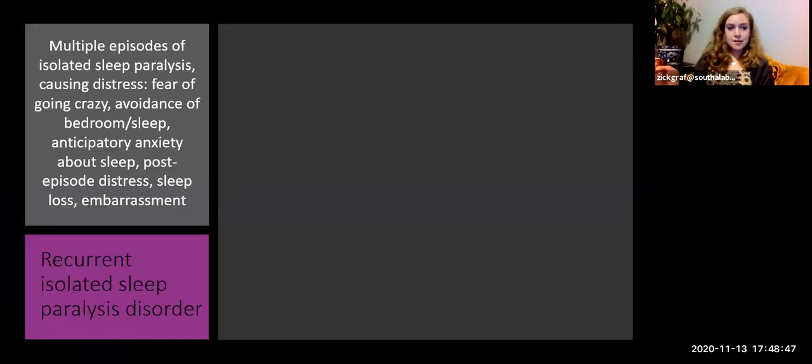So recurrent isolated sleep paralysis disorder occurs when someone experiences multiple episodes of isolated sleep paralysis, and that sleep paralysis causes distress. That distress often takes the form of a person thinking that they're going crazy, or believing that these episodes are something real, like alien abduction or demons, and so becoming genuinely scared of the episodes themselves. That can lead to avoidance of sleep, even avoidance of going into their bedroom because they think that there's something evil in there. A lot of anticipatory anxiety about sleep, a lot of distress after the episode, including things like embarrassment or shame, but also just not being able to get back to sleep afterwards.